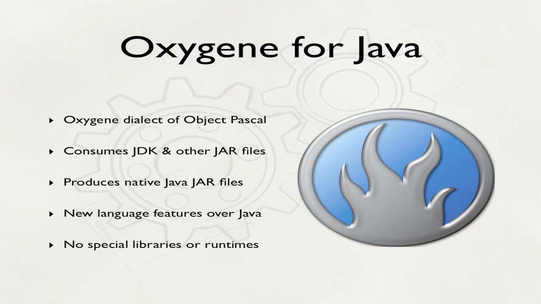It consumes the Java SDK, or the JDK, and any other jar file. So if it's a jar file on the web, you can just download it and consume it right from Oxygene for Java. The compiler produces a native Java jar file. There is no special runtime or libraries or anything like that. And one of the reasons you would want to go with Oxygene for Java, besides the fact that you love Object Pascal and you're familiar with it, is that it actually provides a number of language features over what's available in Java. Great for-each iterator support, parallelism in the language, class contracts, stuff like that.